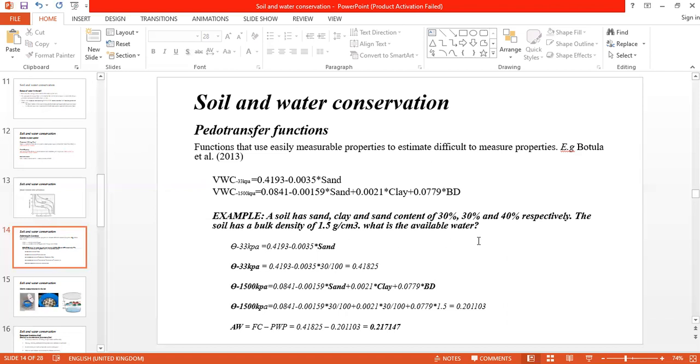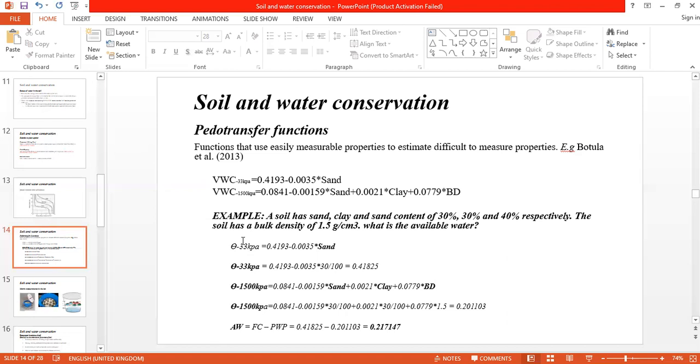So basically, here's an example: if you know the sand, clay, and silt content of the soil, as well as the bulk density, then they're asking what is the available water. Usually field capacity is measured at 33 kilopascals. I was going to ask why 33.